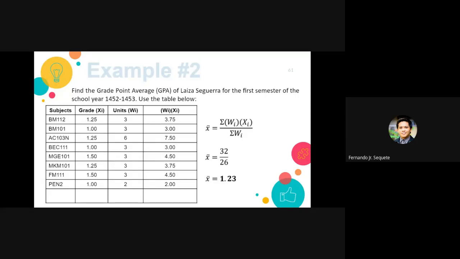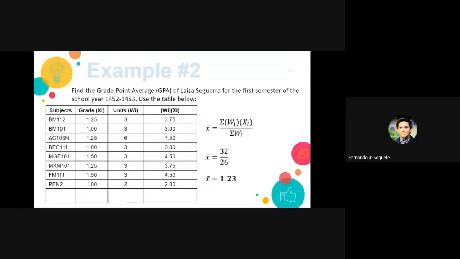So what was done here is we have the grade, and then we multiply the grade by the unit, and right after that we got the summation and divided it by the units. So the summation is 32, the total units for that semester is 26, and the grade for that semester would be 1.23. That's how you compute your GPA, children.